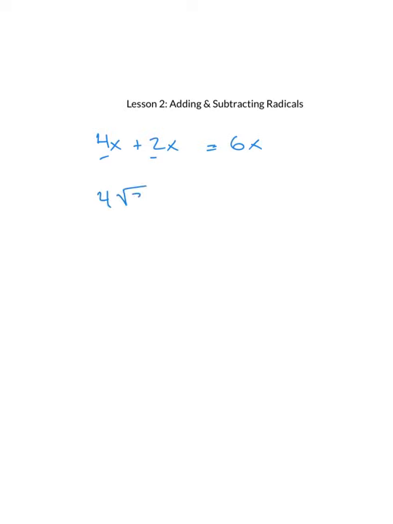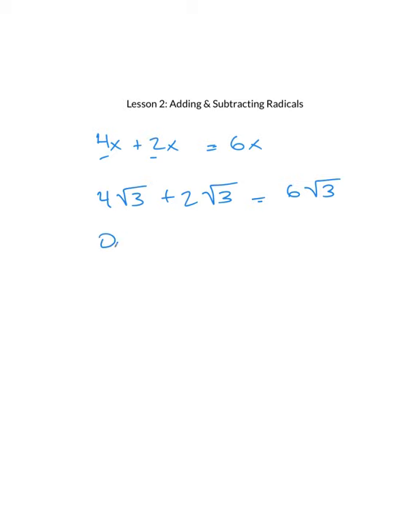4 times the square root of 3 plus 2 times the square root of 3 is equal to 6 times the square root of 3. The 4 and the 2 are still acting like coefficients, and the square root of 3 just gets carried over. We sometimes call it radical 3. So you might say 4 radical 3 plus 2 radical 3 equals 6 radical 3.